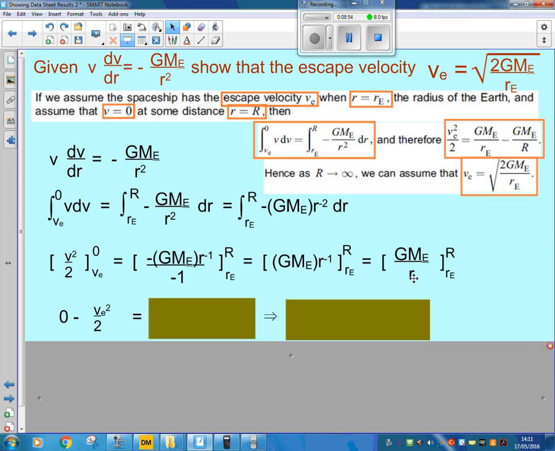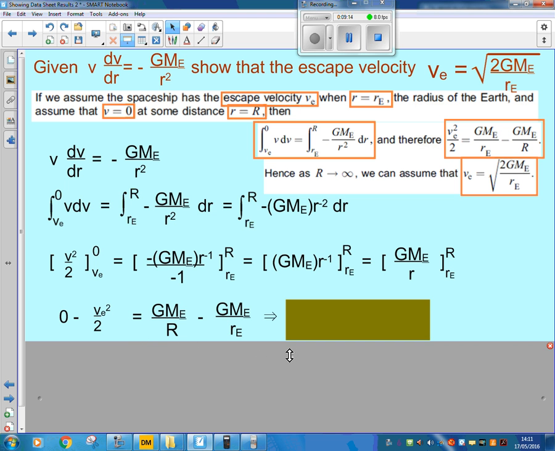So I first of all am going to replace the little r by capital R, and then I'm going to take away when I replace it by RE. So I get GME over capital R, take away GME over RE, the radius of the Earth.